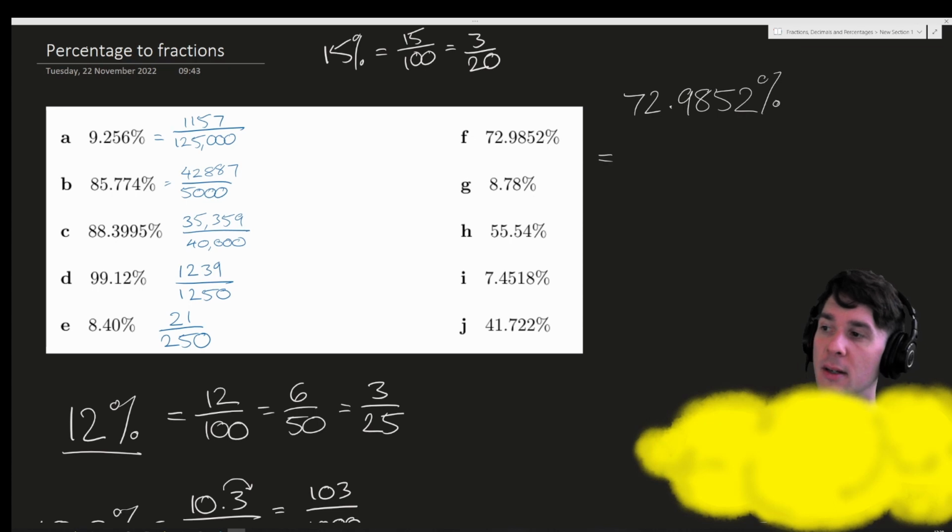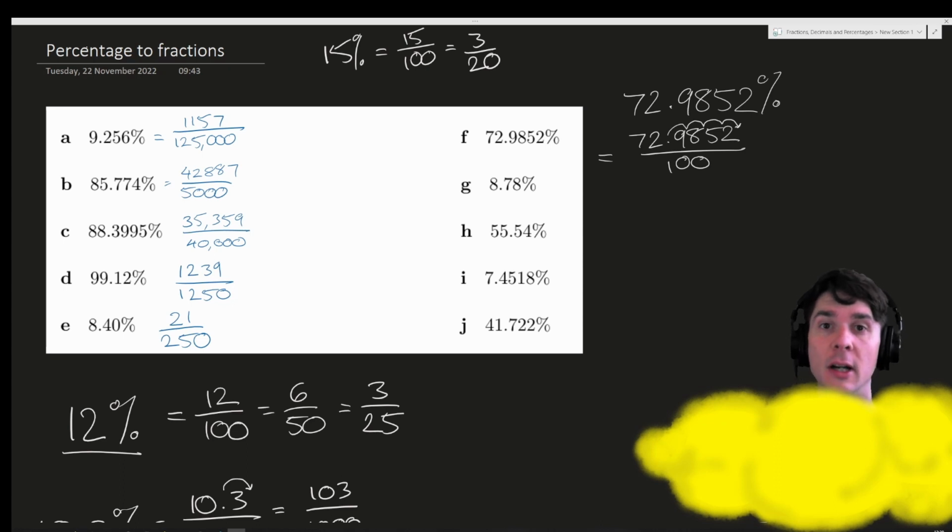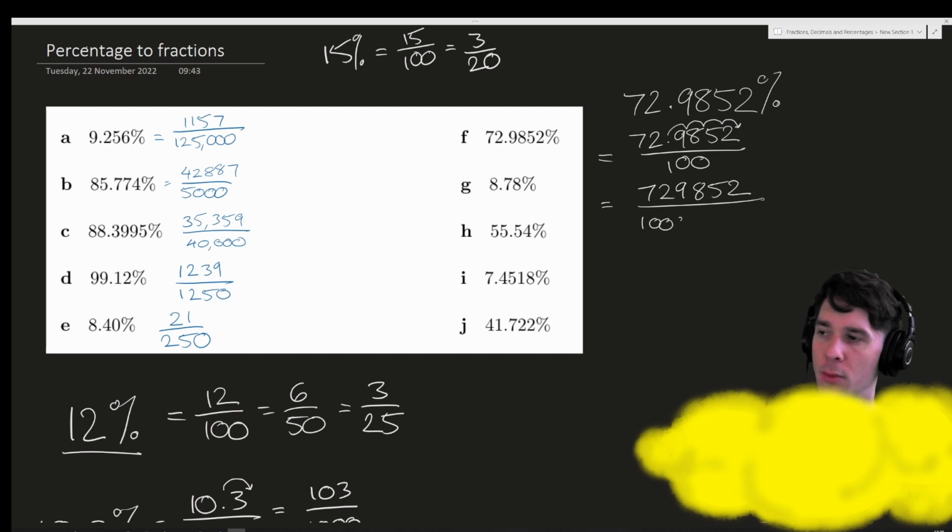72.9852% becomes 72.9852 over 100. Now we're going to have to multiply to move the decimal place 4 positions, which means we need to multiply by 10,000, which is a 1 followed by 4 zeros. So we will get 729,852 over 1 million, which is 100 times 10,000.